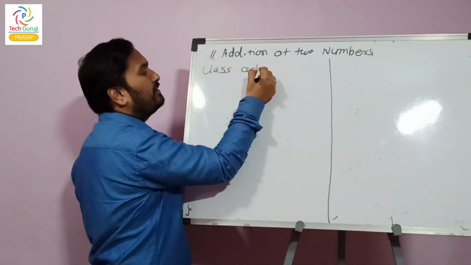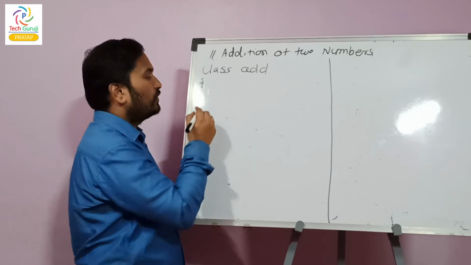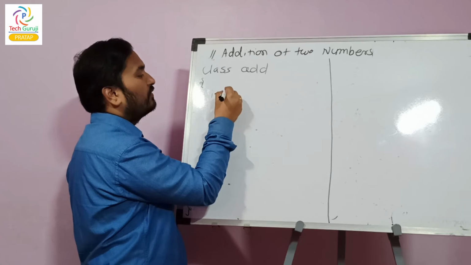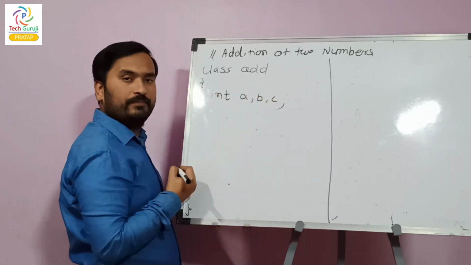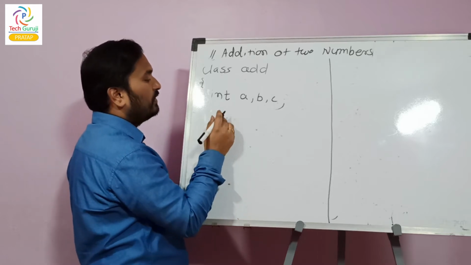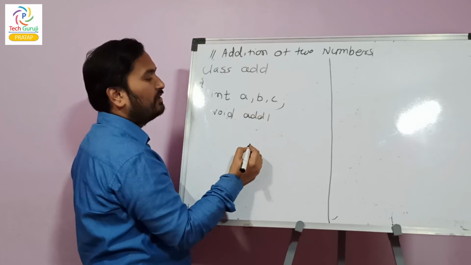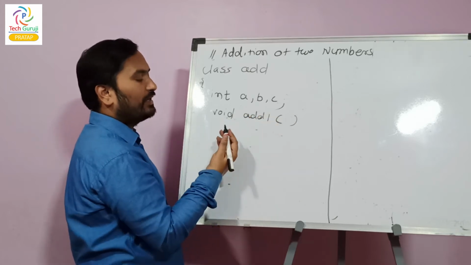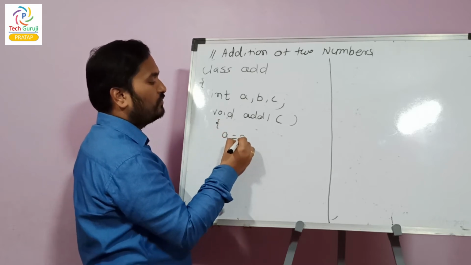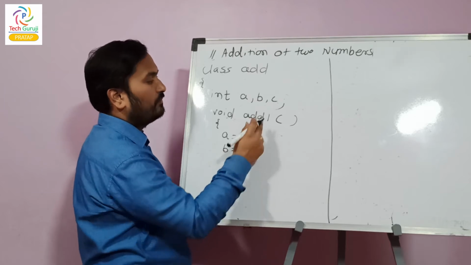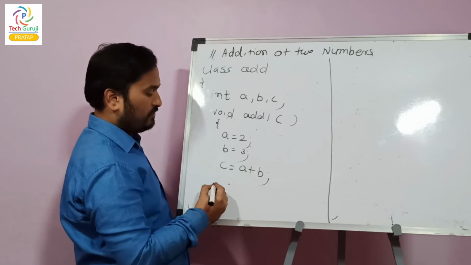Class add, curly bracket open. Now we have to create a method. Directly we can start with the variable declaration, that is int a, b, c semicolon. We have a method which doesn't return anything, so void add1 is the method. We can take any method name, so we have taken add1. Curly bracket open. a is equal to 2, b is equal to 3, c is equal to a plus b semicolon. We have to display.